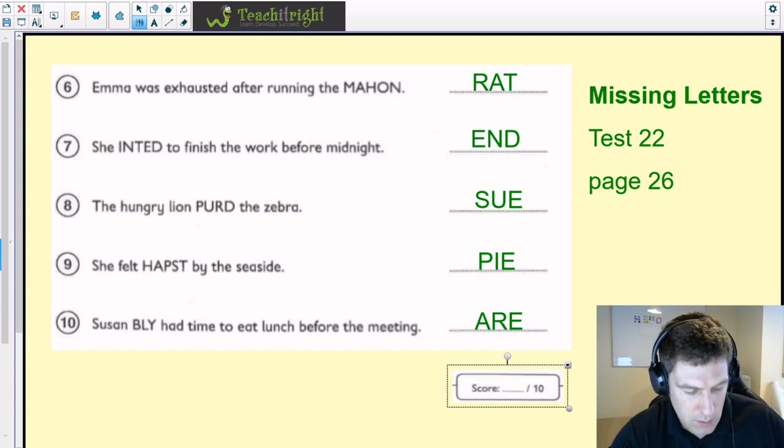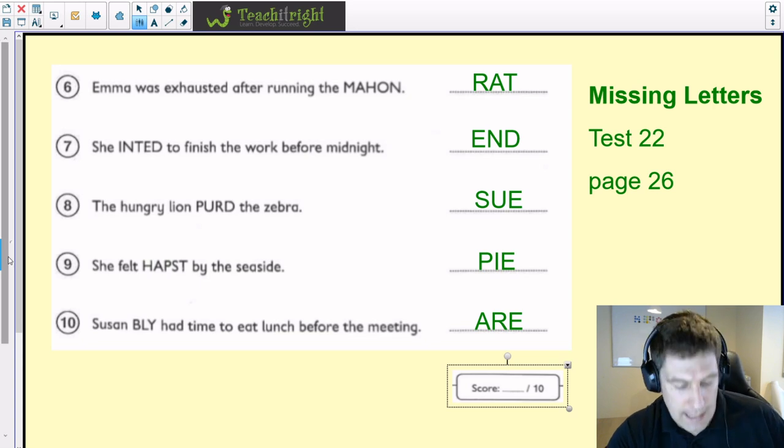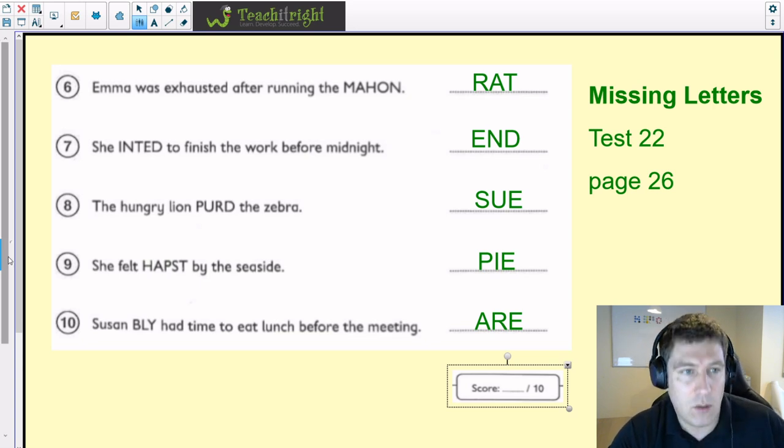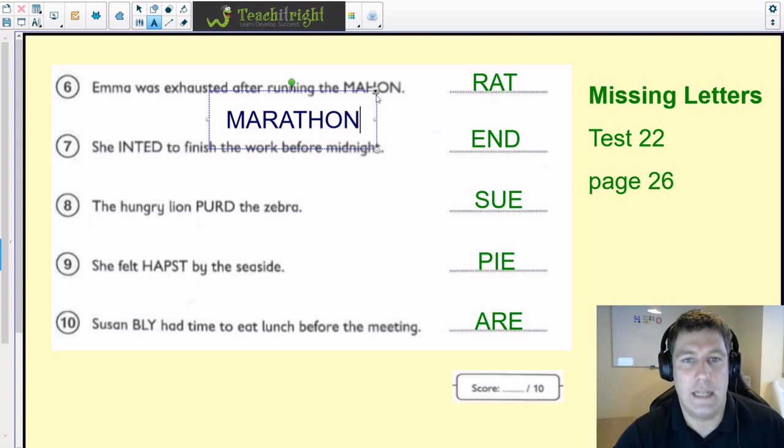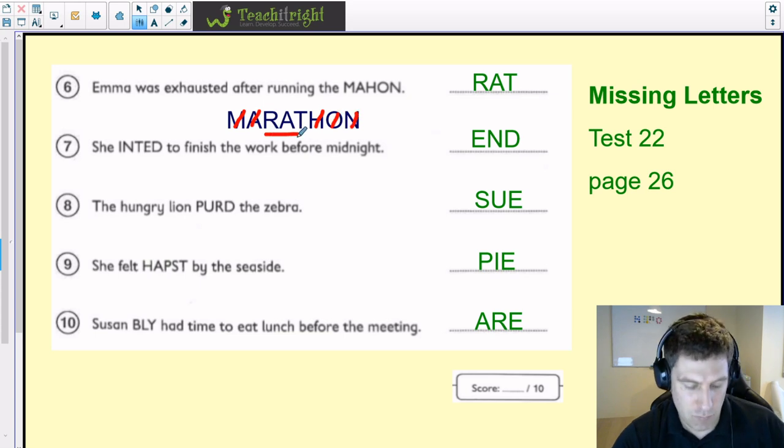So we're still on page 26, test 22. And what we've got here on question 6 is Emma was exhausted after running the... Now have a think about what this would be. Well, of course, the word we're after is marathon. So if I spell out marathon and we think about the letters that I was given, I'm going to get my pen and cross out the M. I've got an A, an H, an O, and an N. So I'm left with the word rat.